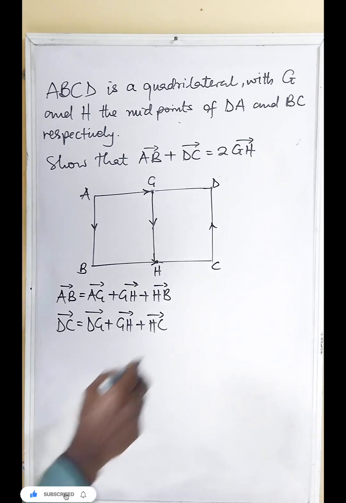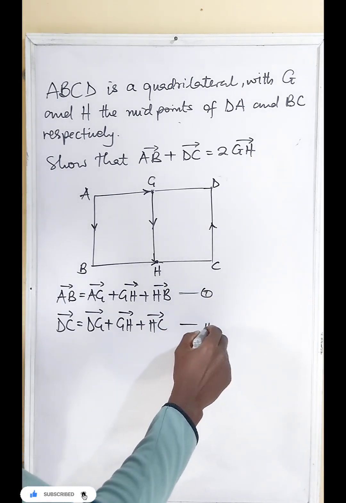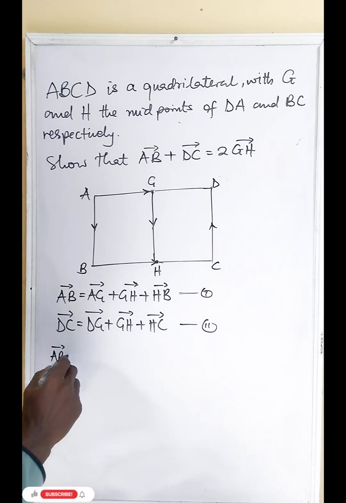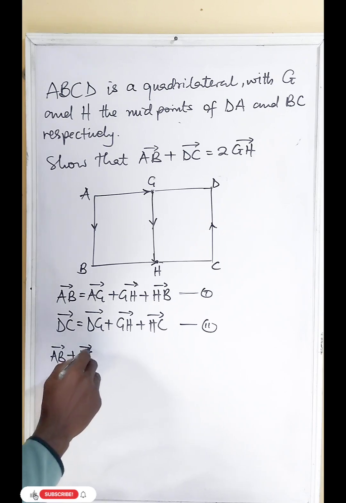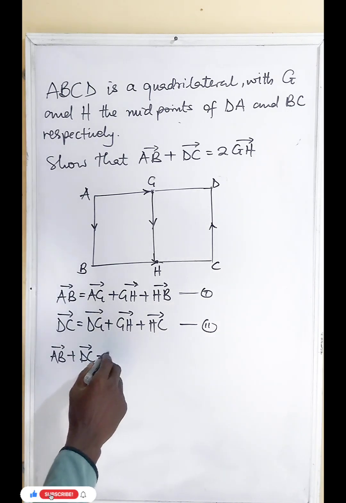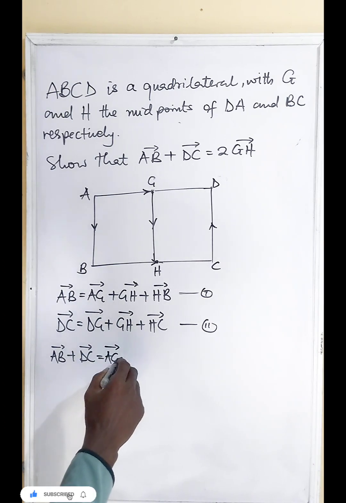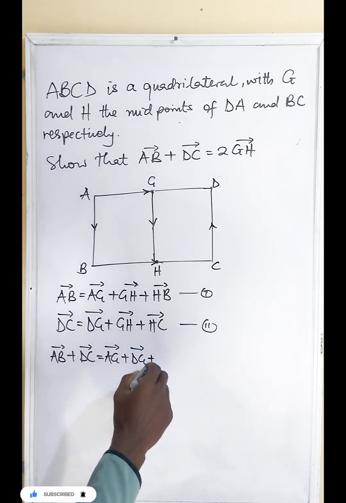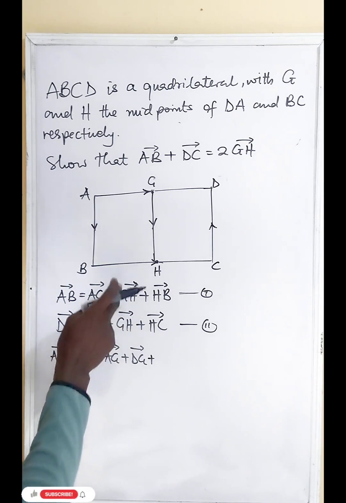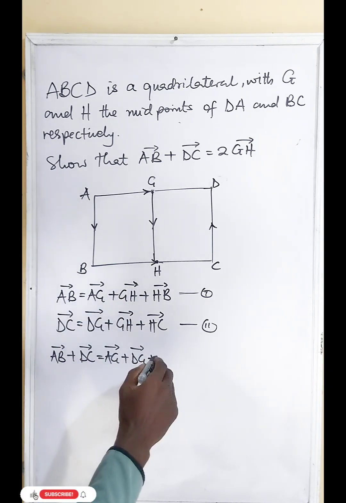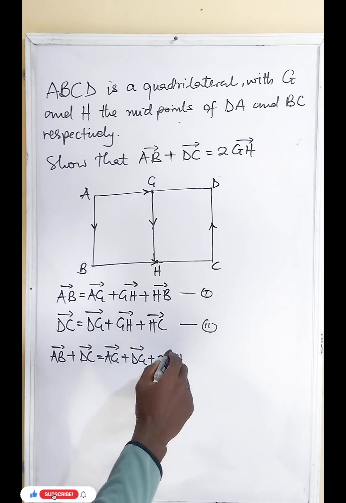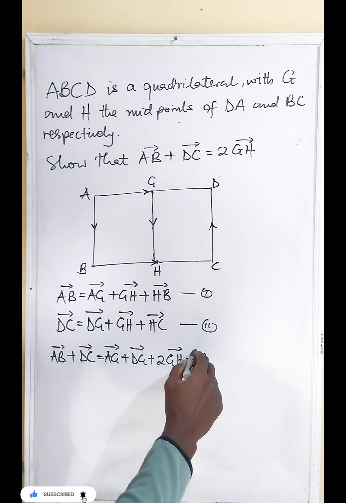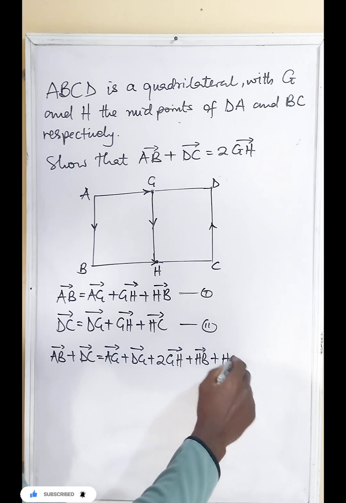Now take note, we have to add here. So let us add the two equations. So here you have AB plus DC equals AG plus DG, then, this plus this, you have 2GH, then plus HB plus HC.